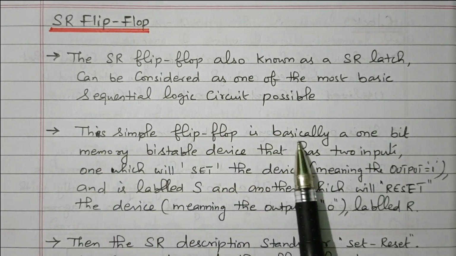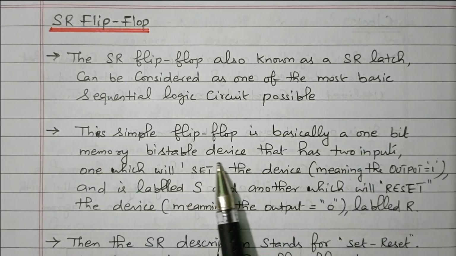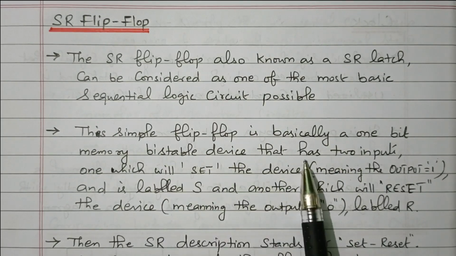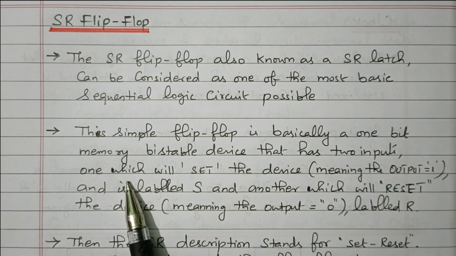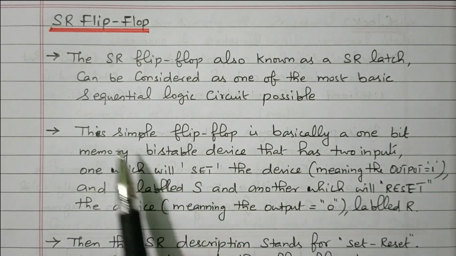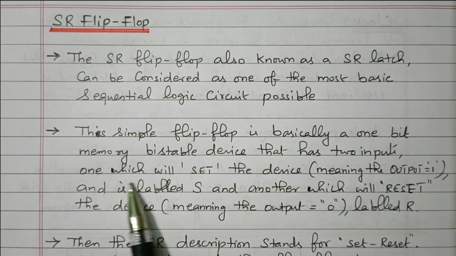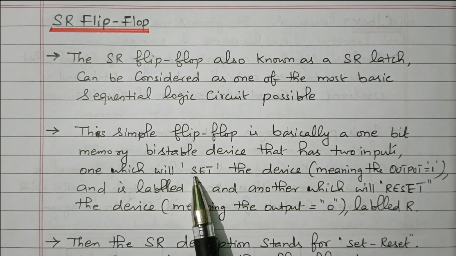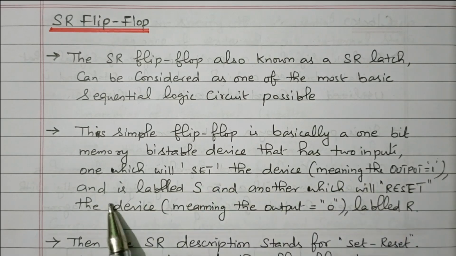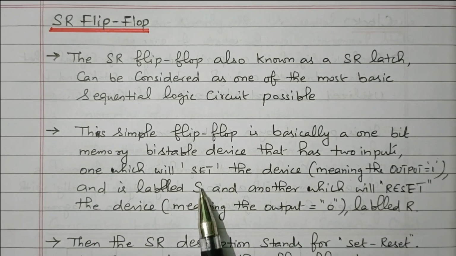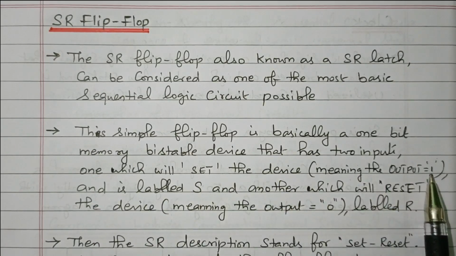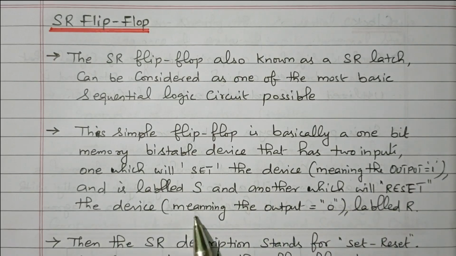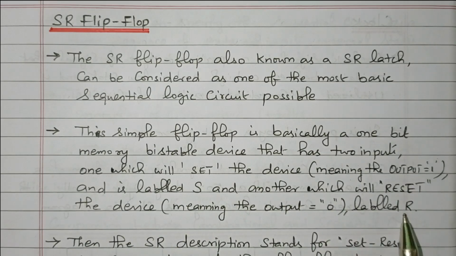This simple flip-flop is basically a 1-bit memory bistable device. So it will be able to store 1-bit data. What is bistable? It has two inputs. SR refers to set and reset, right? One is set, which means the output is 1. Set means it will set the output to 1 and it is labeled as S. S means set, that is, output is 1. And another will reset the device. The meaning is 0, labeled as R, right?